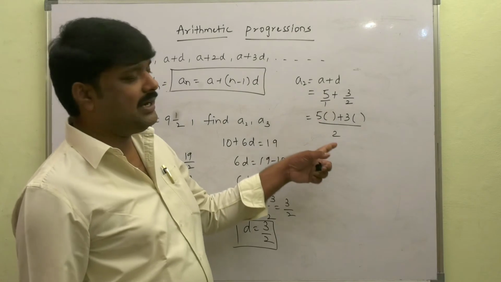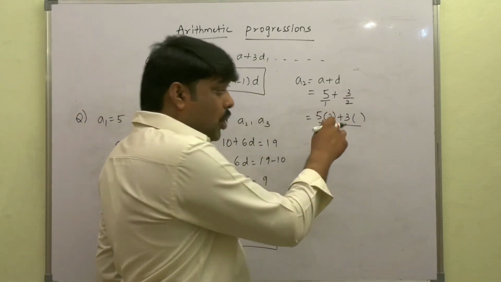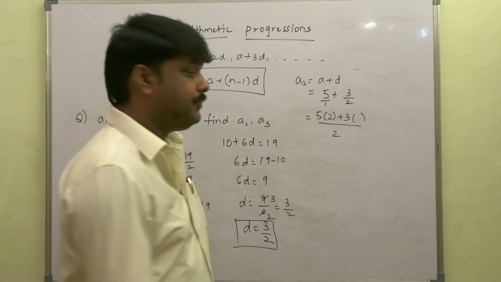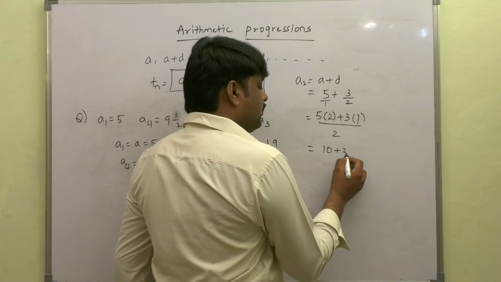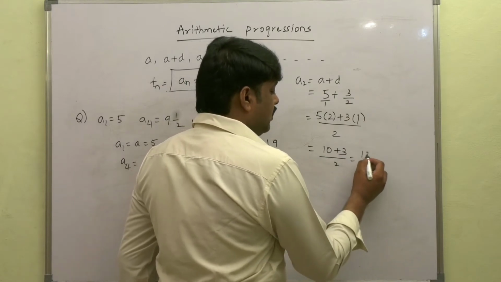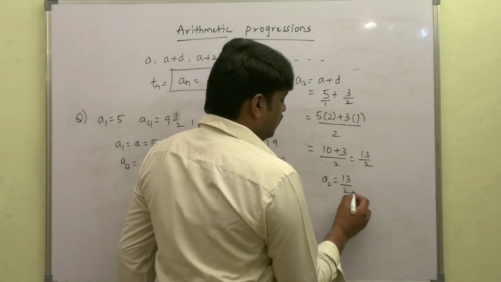Now 1 how many times? 2 times. 2 how many times? 1 time. Let us write 5 into 2, 10 plus 3 by 2, that is 13 by 2. We got the value of A2 as 13 by 2.